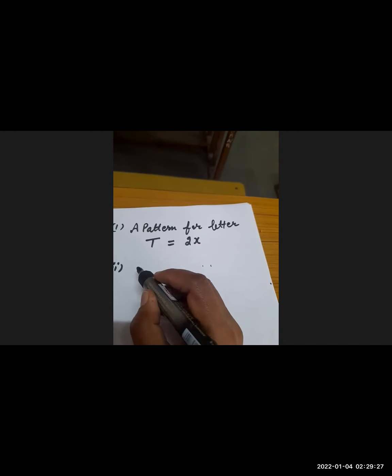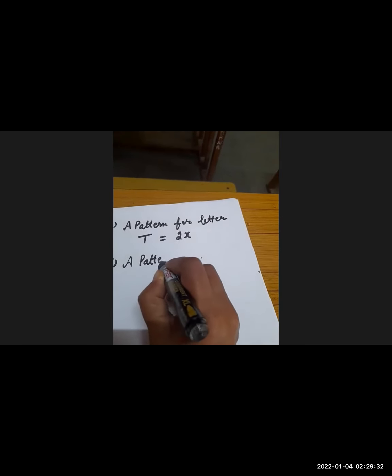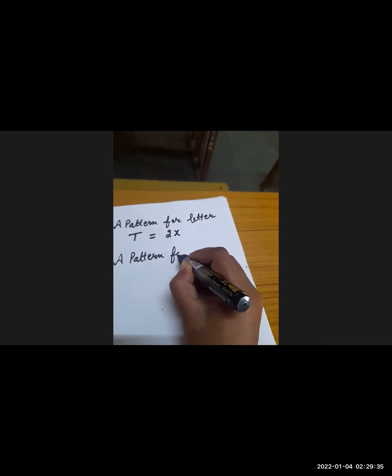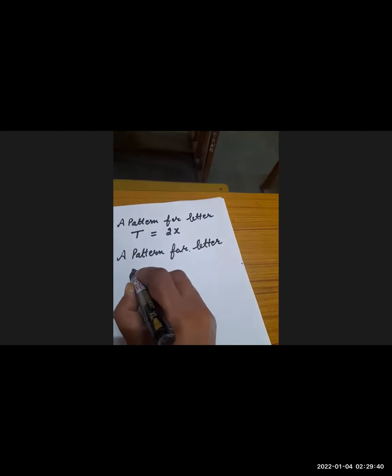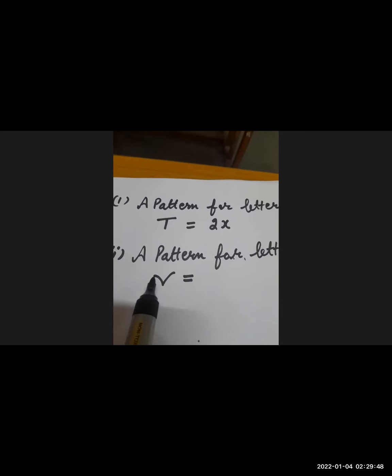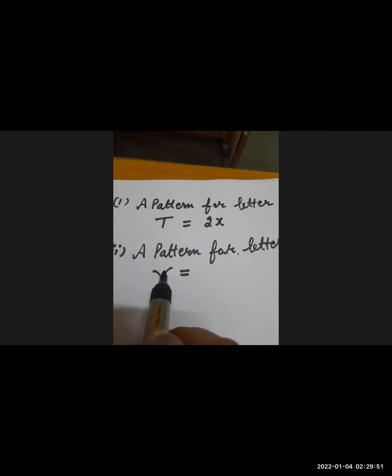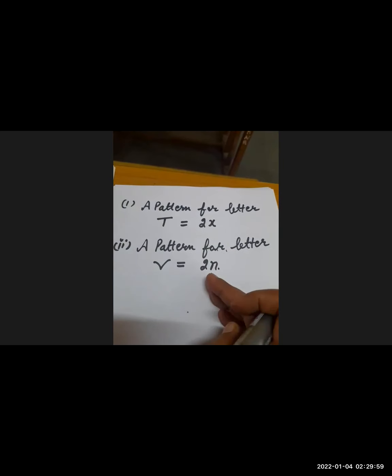Clear, students? Now, second part, first question, second part, a pattern of letter V. Yes, friends. You can see to make this pattern, we want two matchsticks, 1 and 2. So again, rule is 2n. You can write 2x, 2a, 2n.